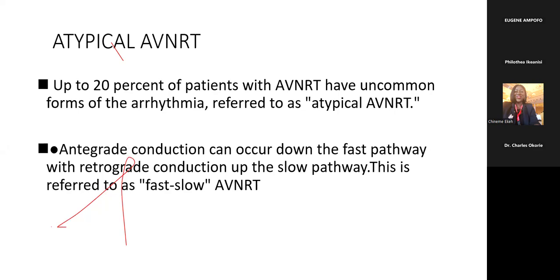Up to 20% of patients with AVNRT have uncommon forms of the arrhythmia, referred to as atypical AVNRT. So in the atypical form, which we call the fast-slow pathway, the antegrade conduction can occur down the fast pathway with retrograde conduction up the slow pathway. So this is referred to as the fast-slow AVNRT.